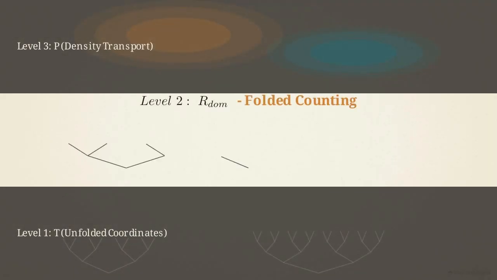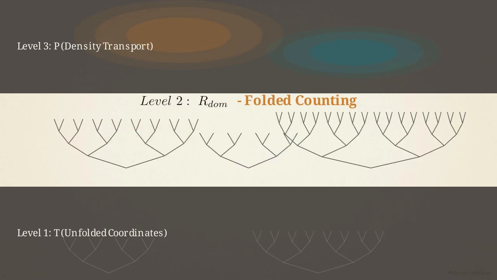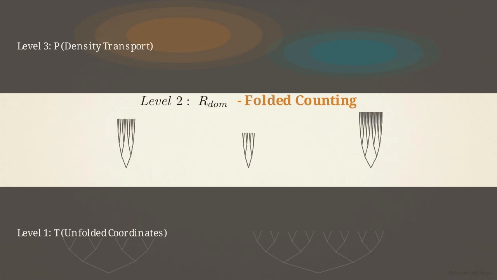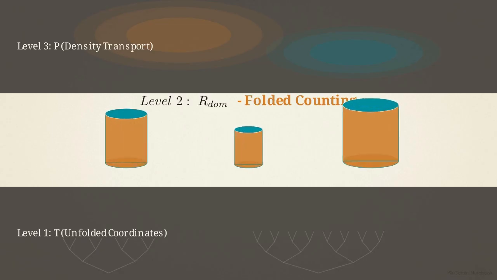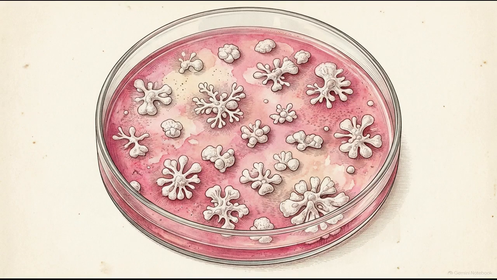As the view shifts to the middle tier, we reach RDOM, or folded counting. The unfolded microscopic history is structurally grouped into discrete subpopulations. This mesoscopic level connects directly to clinical practice, providing the discrete multiplicity data used in standard colony-forming assays.